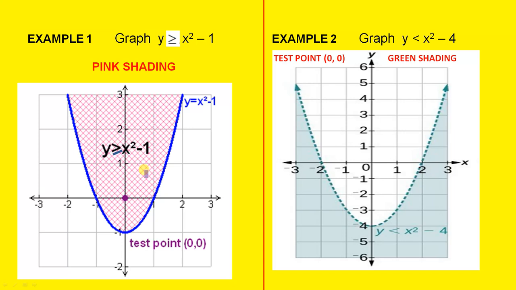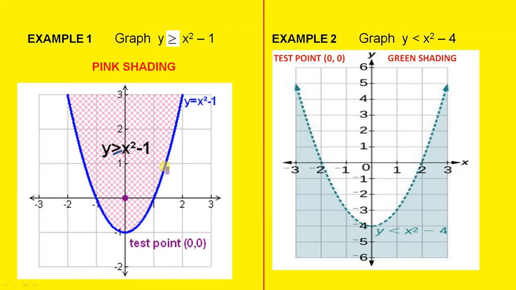And we ask ourselves, is that true or false? It's obviously true, because 0 is actually greater than minus 1. It only has to be greater than or equal to. Because it's true, we shade this section here that contains the point 0, 0. So that's the answer. That's the shading there, which is the pink shading.